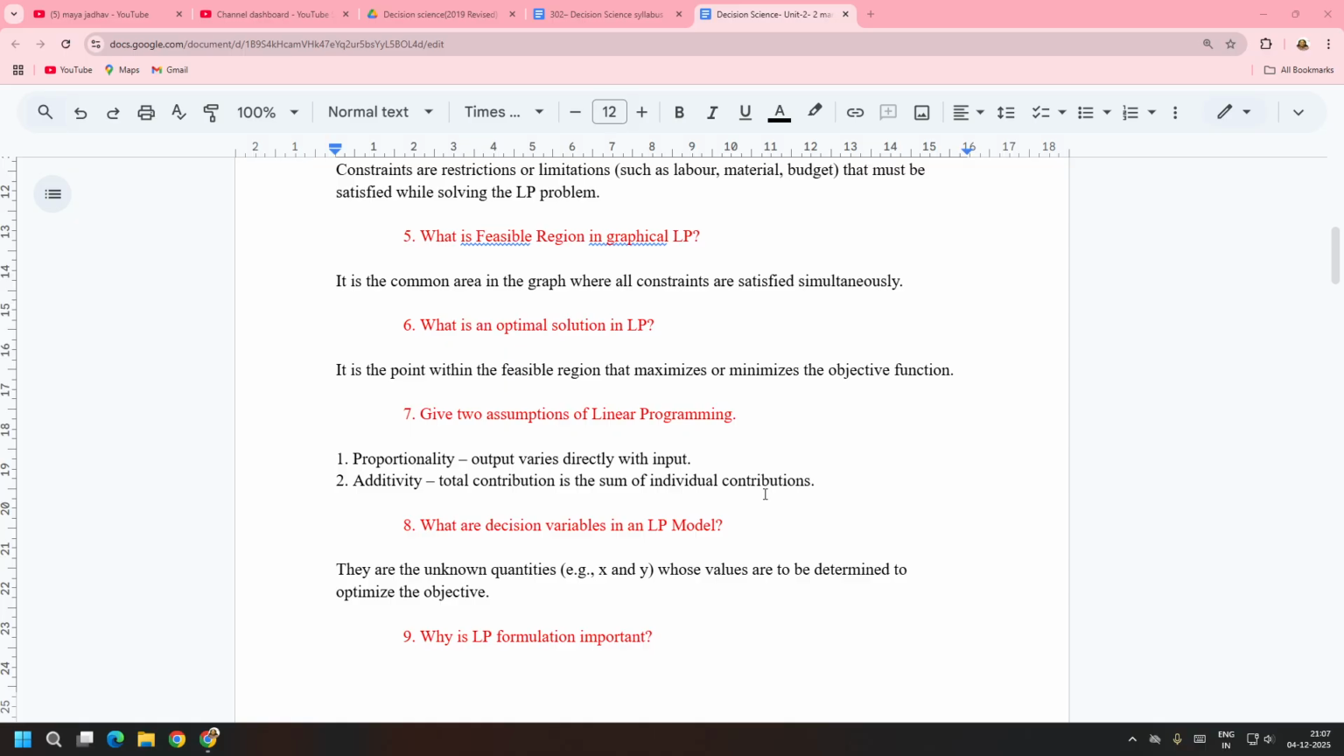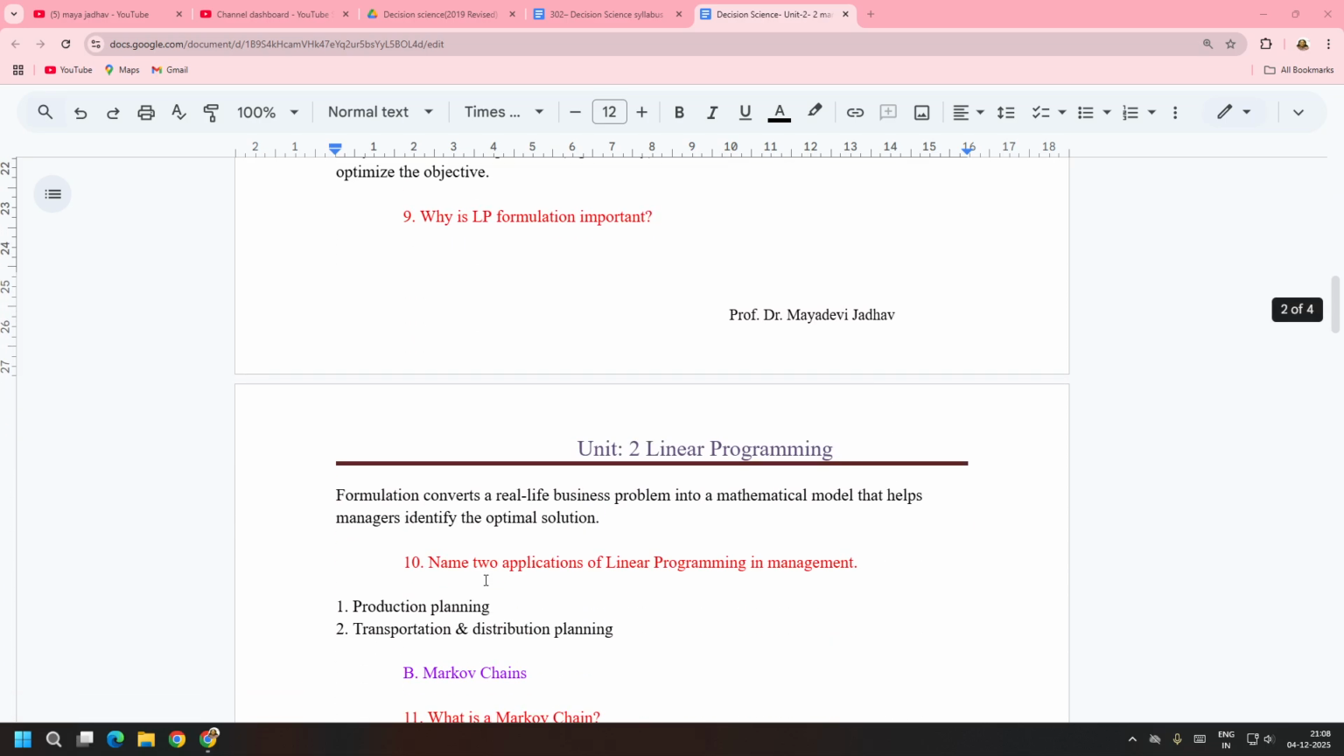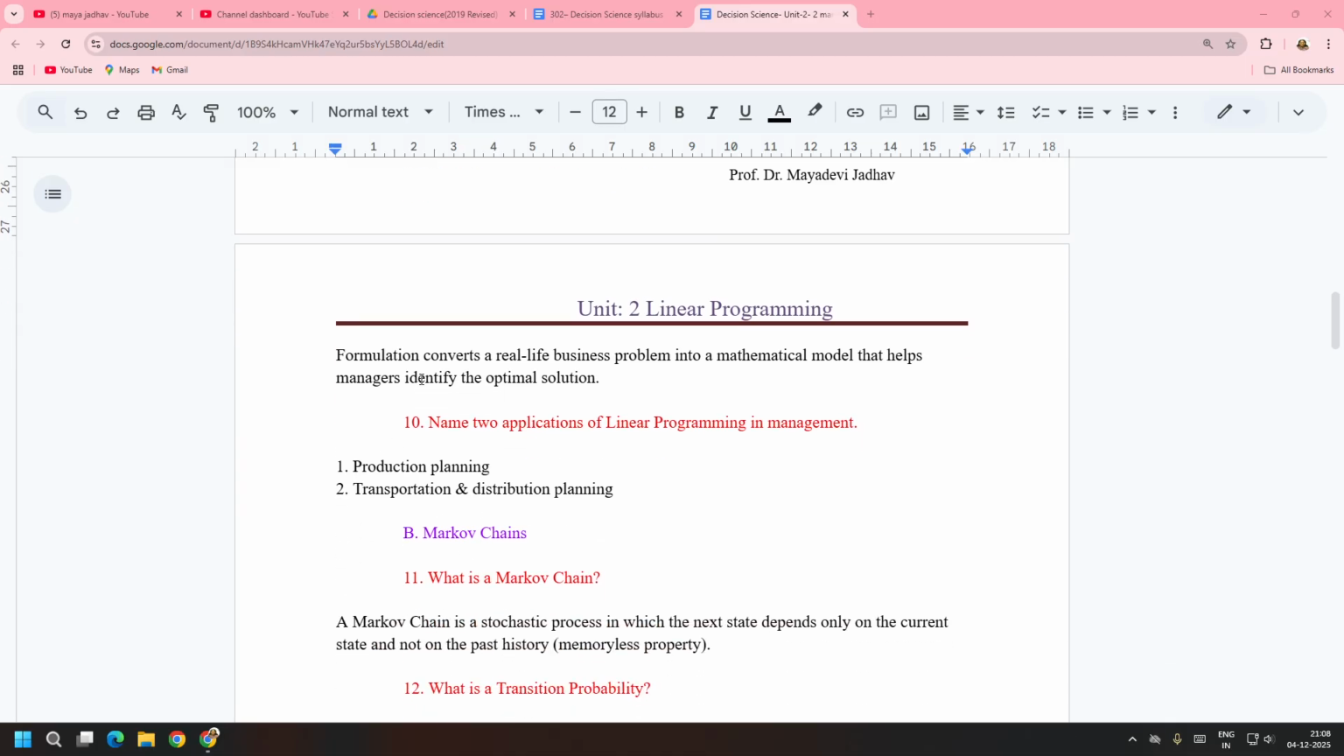What are decision variables in a linear programming model? They are the unknown quantities which can be expressed in x and y, whose values are to be determined to optimize the objective. Why is linear programming formulation important? The formulation converts real life business problems into a mathematical model that helps managers identify the optimal solution.